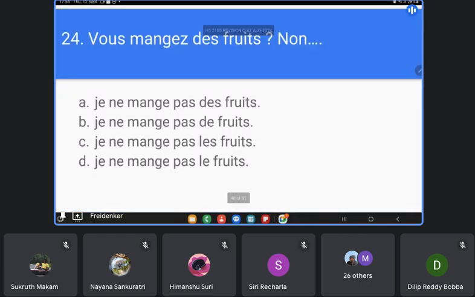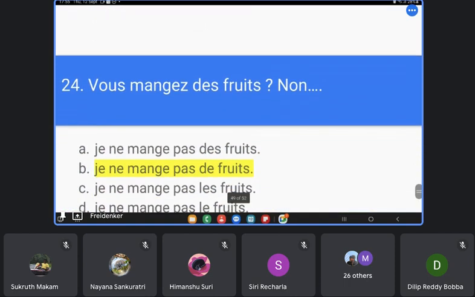So here we have des. It will become de because it is some food item, and since it is in the negative, des becomes de. That's the rule. That's it. You don't get to do anything. It's a rule. So it becomes option B. Option B is the correct answer.